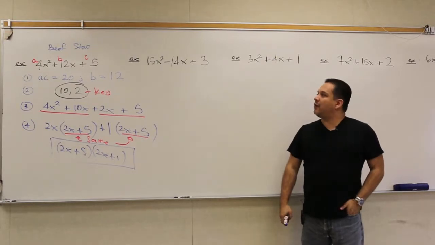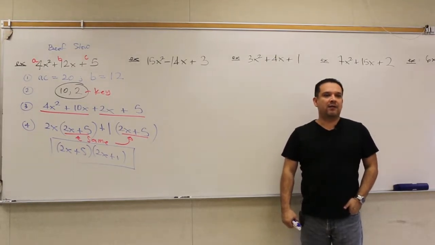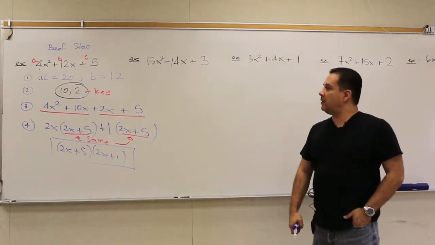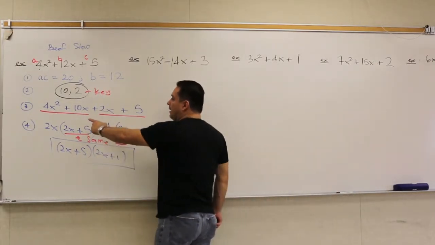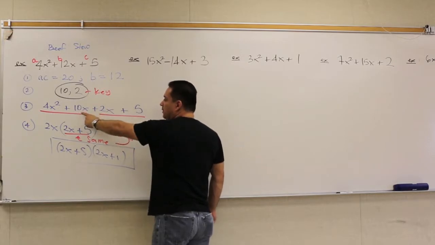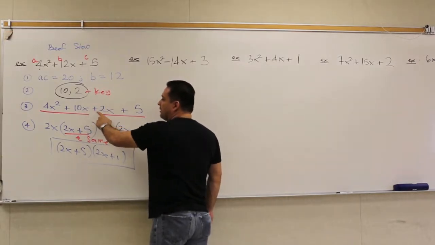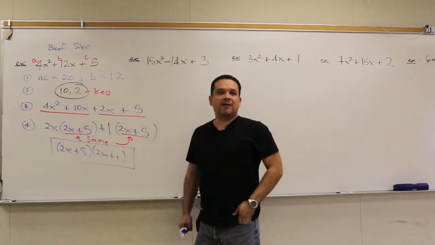Okay, anybody have any questions on the beef stew process? Yes? Does it matter if you put 2 in the front and then 10? Okay, good. Do I have to put 10x first, 10x plus 2x, or can we put 2x plus 10x? What do you guys think?